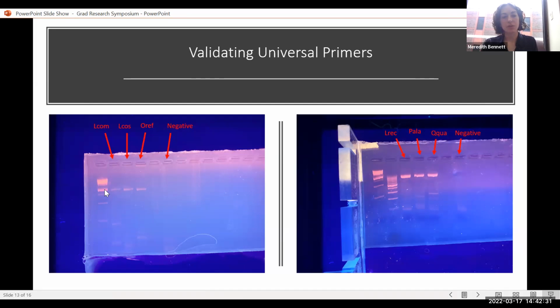Because they line up with this band here, this band is about 1,000 base pairs, and these are a little bit lower than that, they're around the size they should be. And there are no bands in the negative controls here. So that's also good, meaning we did not have contamination during the reactions.